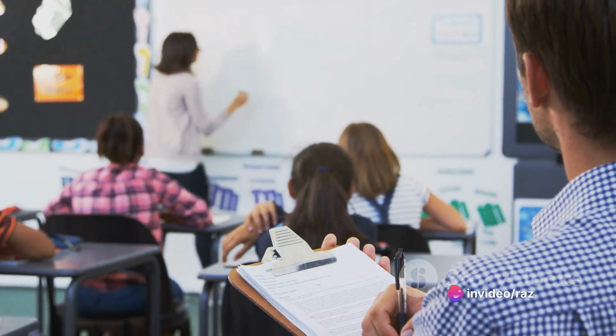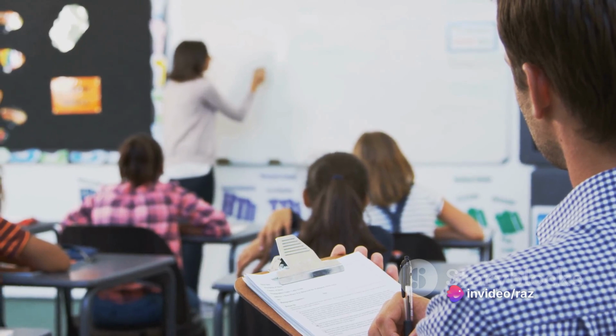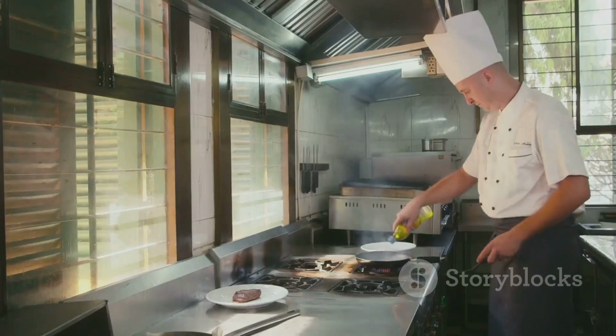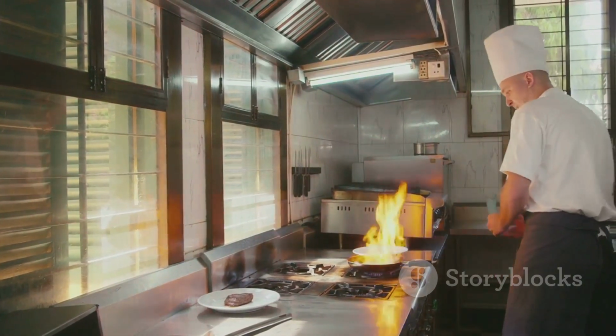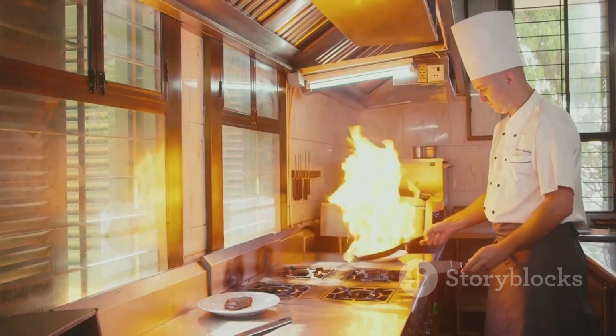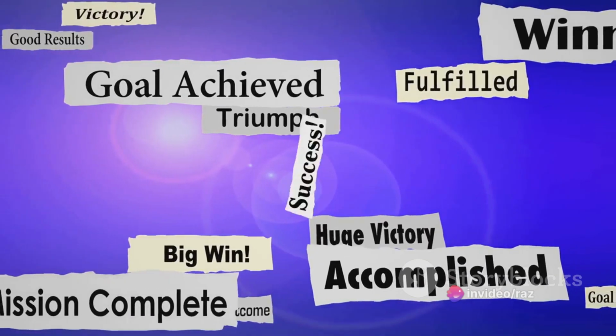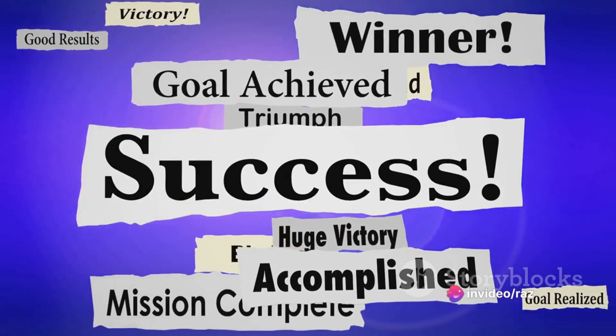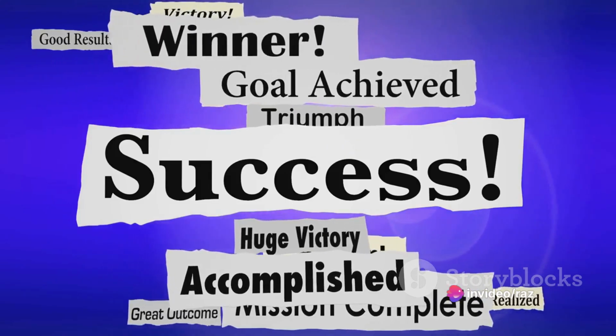This tense is used for actions that will be completed before a certain point in the future. An example would be, "By the time you arrive, I will have finished cooking dinner." The future perfect tense helps us to express that we'll have accomplished something by a certain future moment.